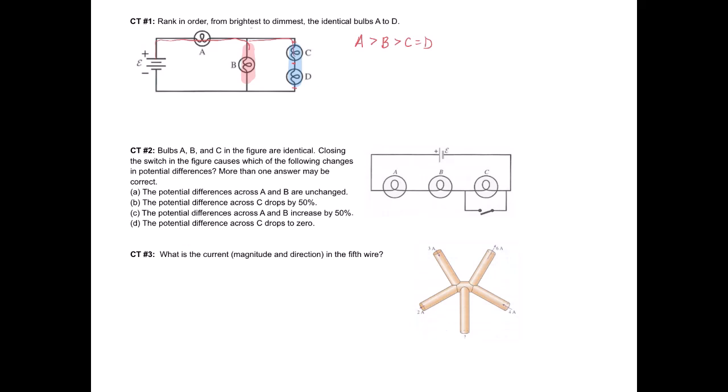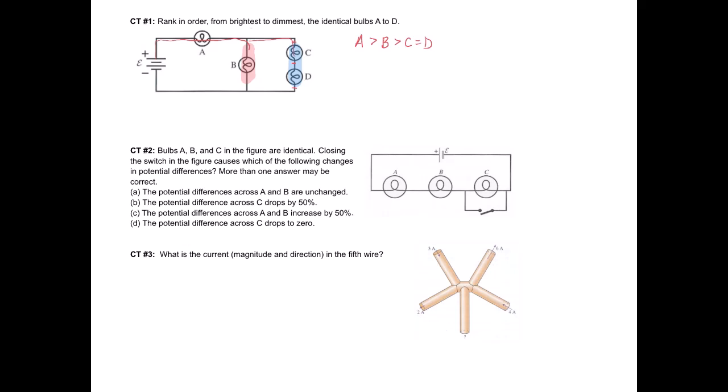All right. Now, concept test number 2. Bulbs A, B, and C are identical. Closing the switch in the figure causes which of the following changes in potential difference? More than one answer may be correct. All right. So before we even look at the answer, you can look at the answers if you want, but let's go ahead and see if we can figure out what happens here.